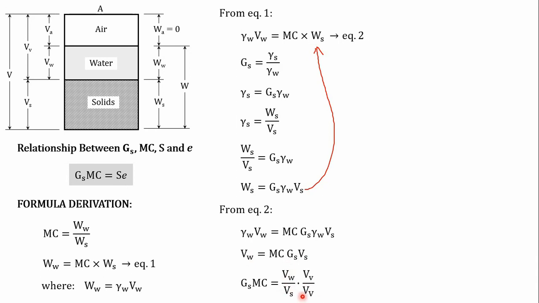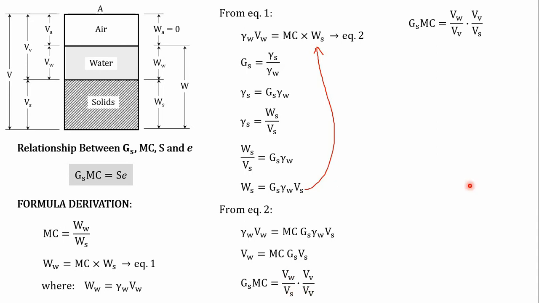So, anong next step natin? So, we have this one, no? Okay na to. Ang kulang na lang yung Se. Paano siya magkakaroon ng Se? So, ang gawin natin is magmo-multiply lang tayo ng volume of voids divided by volume of voids. And then, ang gawin natin is rearrange lang natin. So, Gs mc is equal to volume of water divided by volume of voids times volume of voids divided by volume of solids.